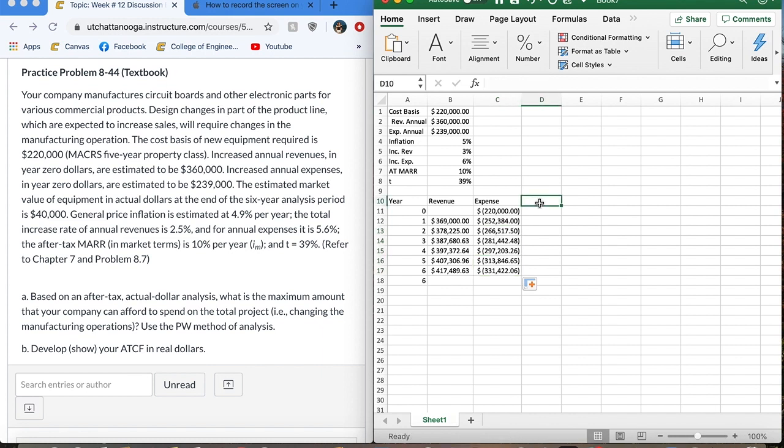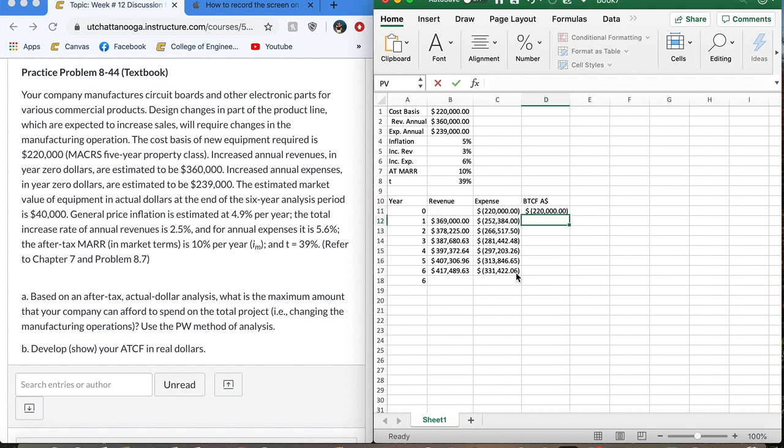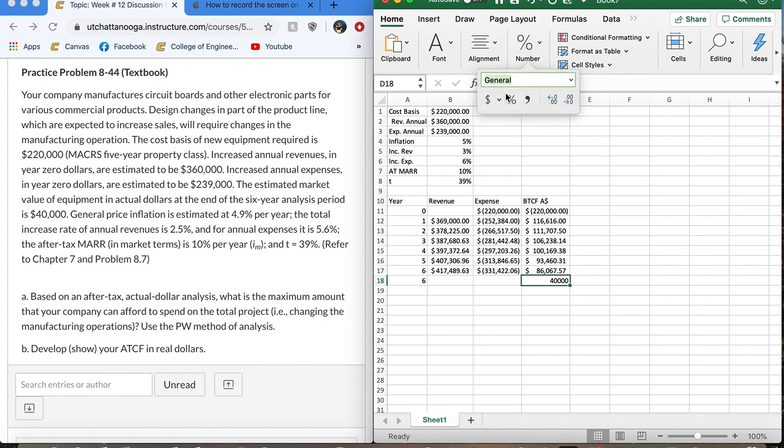So with that information, and all this is in actual dollars, so now we can make our before-tax cash flow in actual dollars by just taking this column and adding this column. Since all these values are already negative, you just have to add them, and we drag these all the way down to there. And then at the end, in this second year 6, we will now insert our 40,000 market value at the end of year 6.